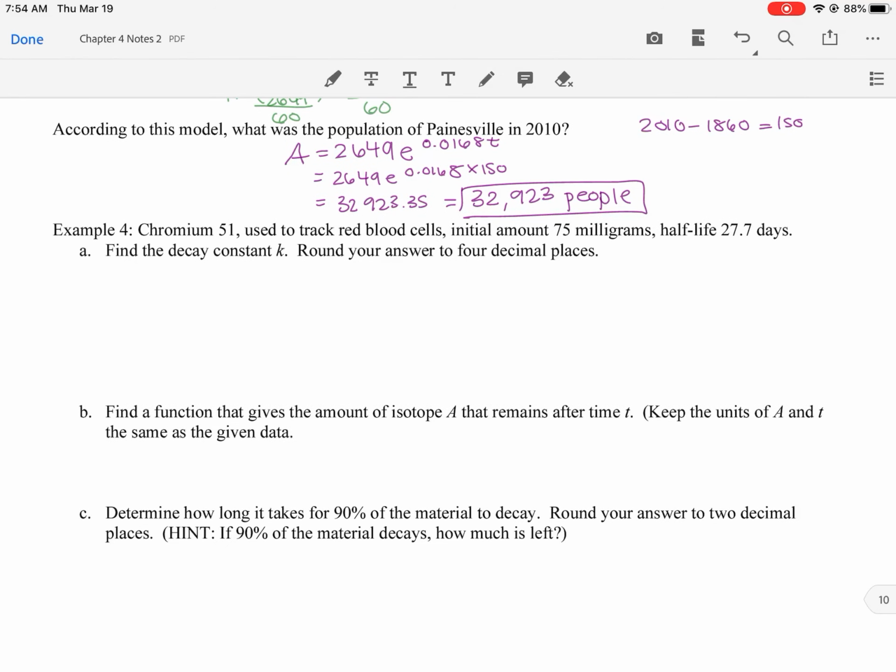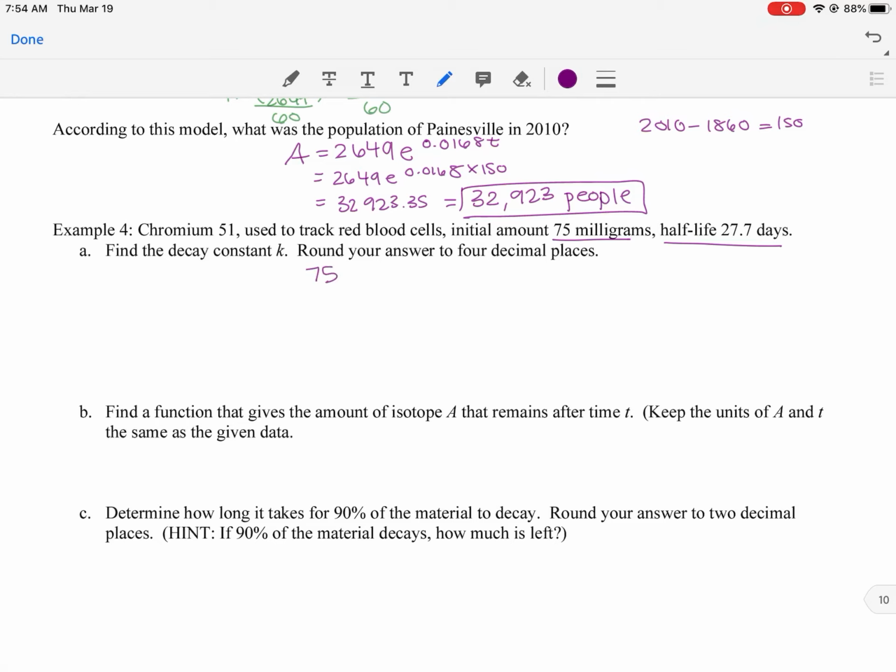Okay, let's look at the next one. The next one says, hey, chromium 51 is used to track red blood cells. The initial amount is 75 milligrams, and its half-life is 27.7 days. So this idea of half-life is that it literally is half the amount in a period of time. So find the decay constant k.